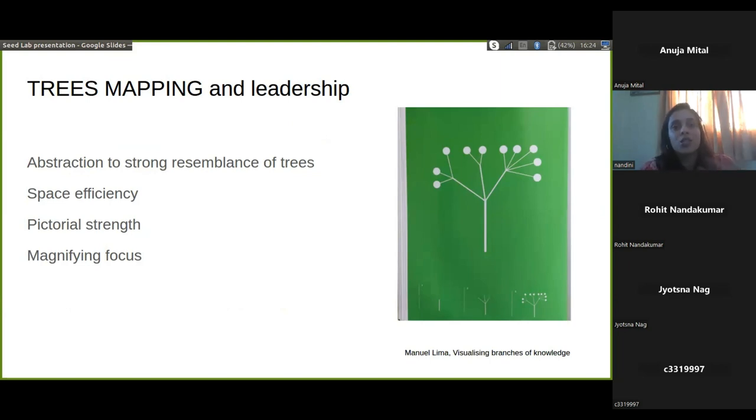Another way of looking at leadership is to maybe look at leadership through the eyes of trees and tree mapping. So this book by Manuel Lima, which visualizes branches of knowledge, is a very beautiful book among many other things. And the book takes you through different ways in which you can just map the world. And I will present some examples later. But the reason I would like to use trees is that maybe some abstractions in terms of what you think about the seed lab could have a strong resemblance to trees, a way of depicting trees allows for space efficiency, it allows for pictorial strength in terms of the beauty, and allows you also to magnify your focus on certain aspects of the tree. So I would take you all through about 3-4 examples of basically tree mapping and thinking about leadership.